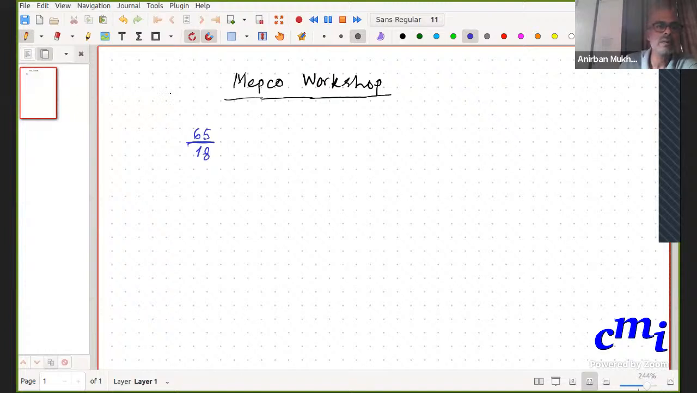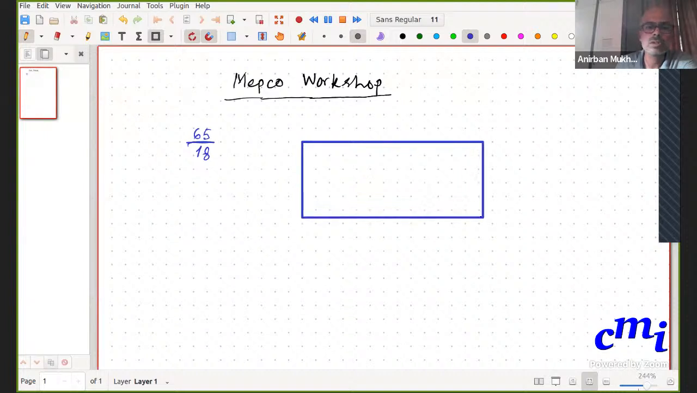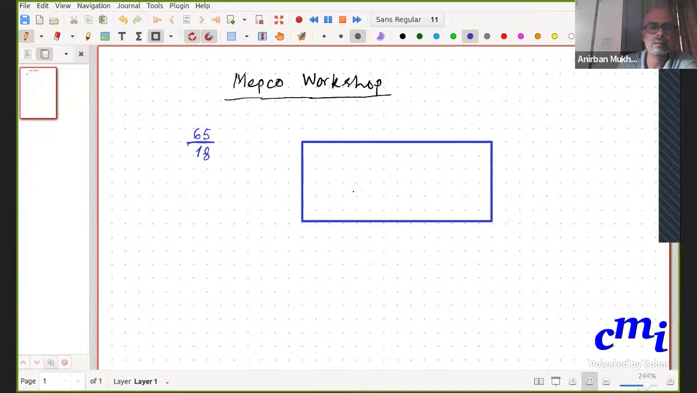So a visual way of seeing this is looking at a rectangle like this. So I'll just try to draw a rectangle. It may not be very perfect. So let's start with the rectangle, with size 65 and 18. So a 65 by 18 rectangle.